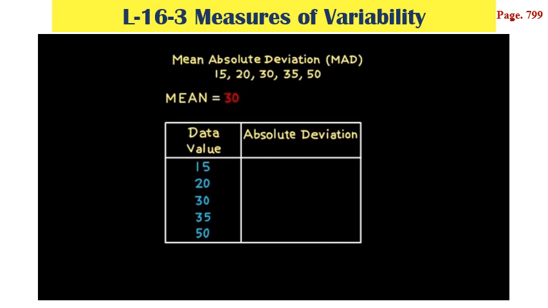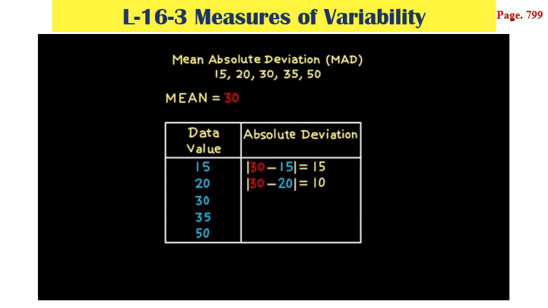Now, remember this mean, because we will use it to help us find the absolute deviation of each data value. We start with the mean we just found, 30, minus the first data value, 15, and record the absolute value, 15. Let's calculate the next one. Start with the mean, minus the second data value, 20, then find the absolute value. The absolute deviation of the data value, 20, is 10.